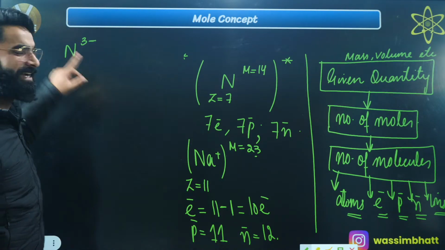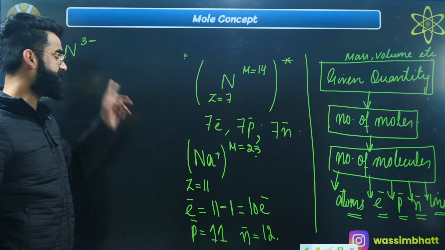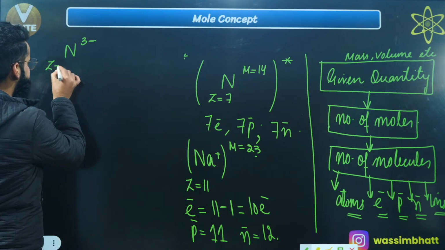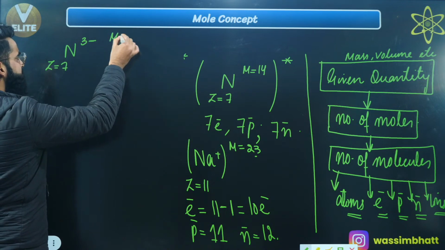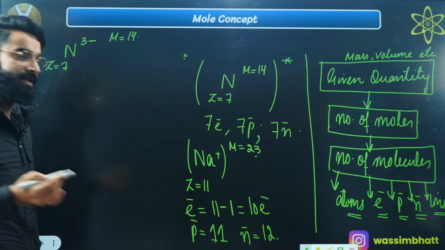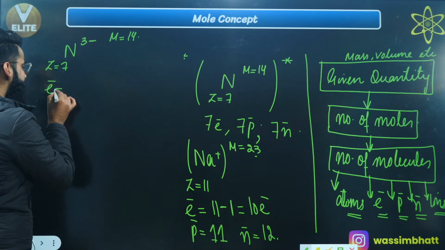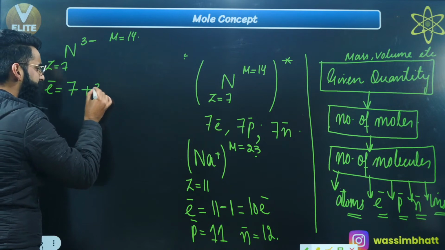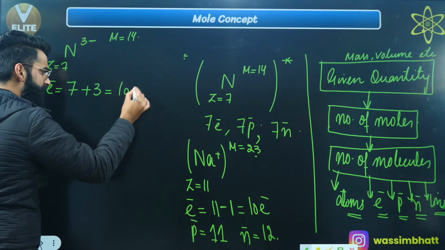That means this atom has gained some 3 electrons, right? If I ask you what is the atomic number of nitrogen, you'll say 7. If I ask you what is the mass number of this nitrogen, you'll say 14, right? So in one N tri-negative, how many electrons will be there? You will say 7, and since it is tri-negative, that means it has gained 3 electrons, so 7 plus 3 comes out to be 10, right?